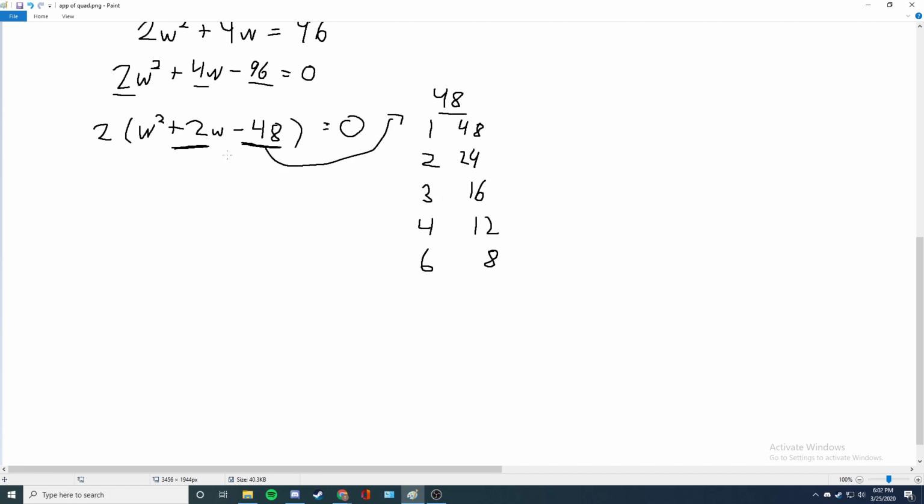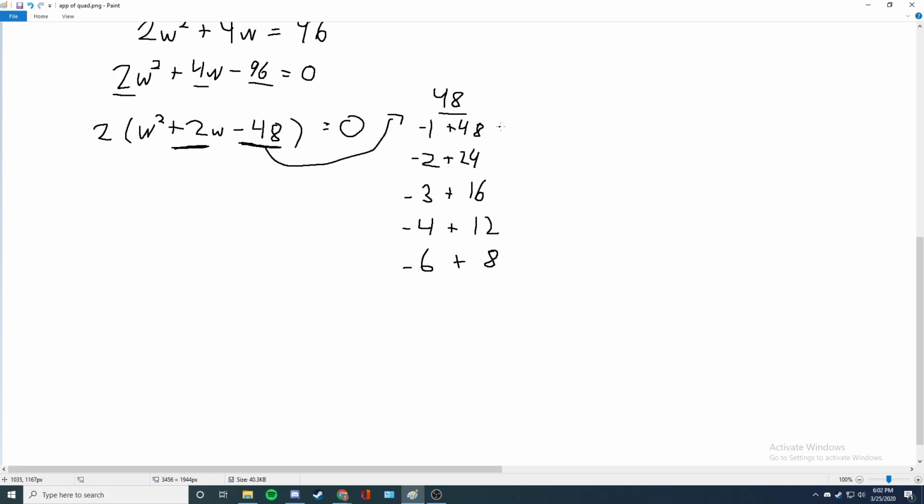So if we want these sets of factors to add up to 2 but multiply to be negative 48, that means that we're going to have a smaller number being negative. So we'll have these negative, but the bigger number stays positive since it needs to multiply negative but add up to be positive.